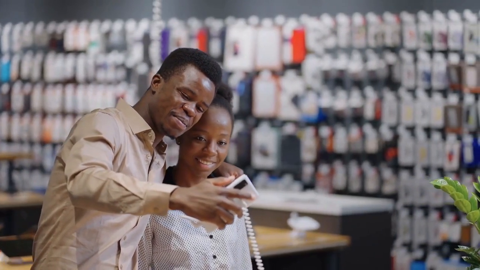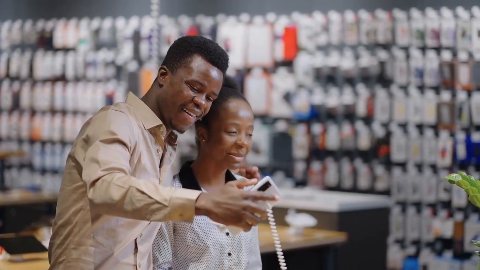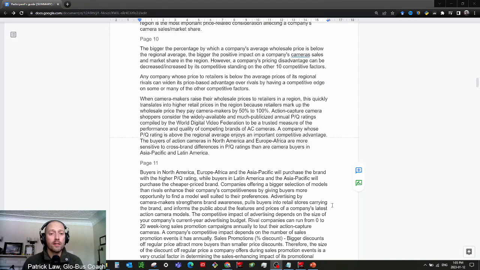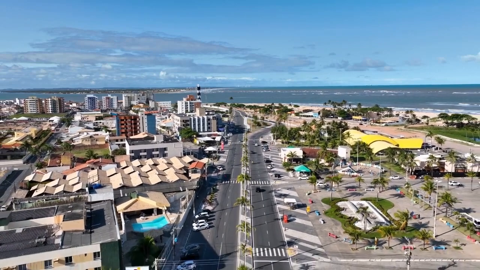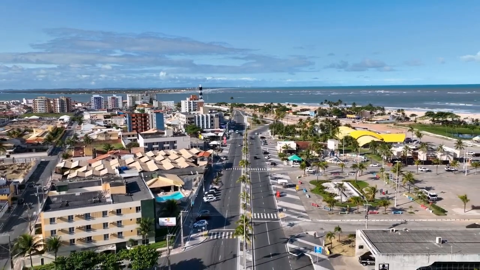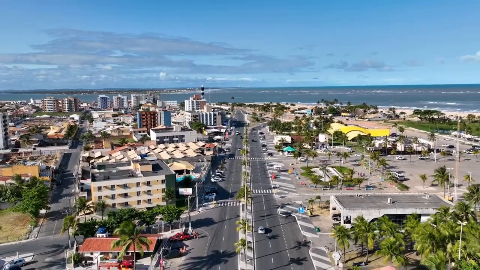Action capture camera shoppers consider the widely available and much publicized annual PQ ratings compiled by the World Digital Video Federation to be a trusted measure of the performance and quality of competing brands of AC cameras. A company whose PQ rating is above the regional average enjoys an important competitive advantage. The buyers of action cameras in North America and Europe, Africa are more sensitive to cross-brand differences in PQ rating than are the camera buyers in Asia Pacific and Latin America.